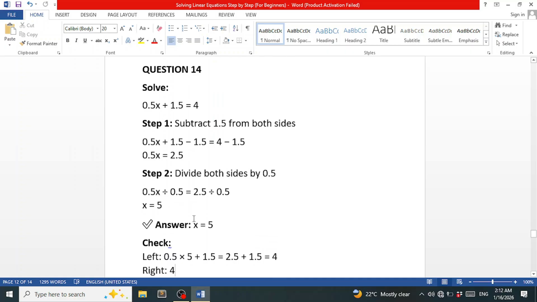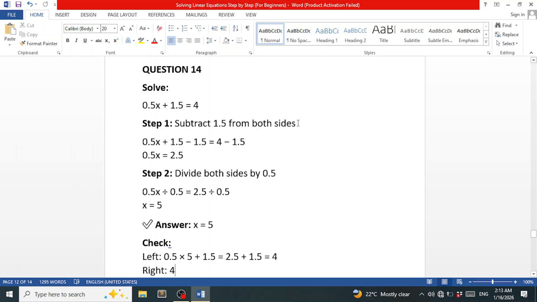All right, so question 14, solve 0.5x plus 1.5 equals 4. So when we are dealing with decimal numbers in finding the values of x like this, what do we do? It's very simple. Still check the sign here. This is a positive, so I'm taking this number to the right side. That means since it is a positive, step 1 is to subtract 1.5 from both sides.